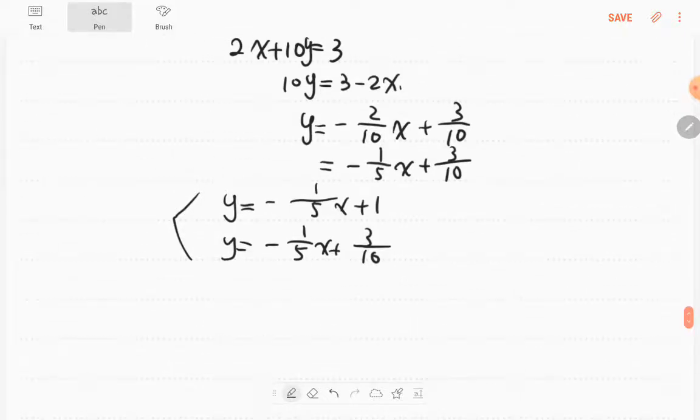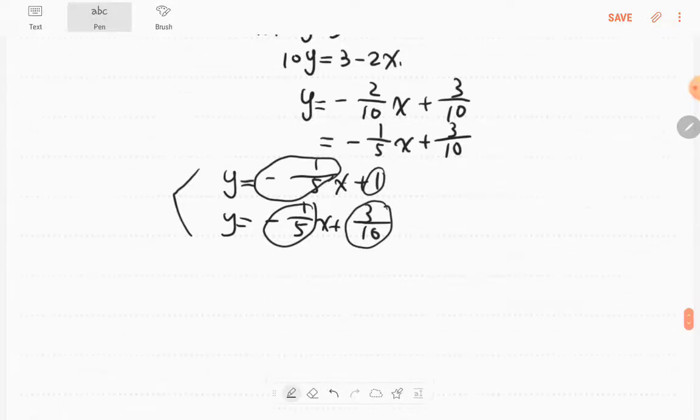Now we check these two lines. First step, we work on the slope. We realize they have the same slope. That's good. They have the same slope, so we can check the next step. What is the intercept? The first one we have positive 1, and the second one we have 3 over 10. They are different. So what's our conclusion? Same slope, different intercept. They are parallel to each other.